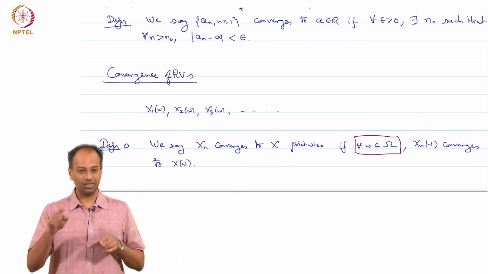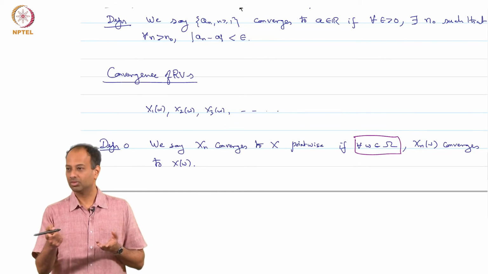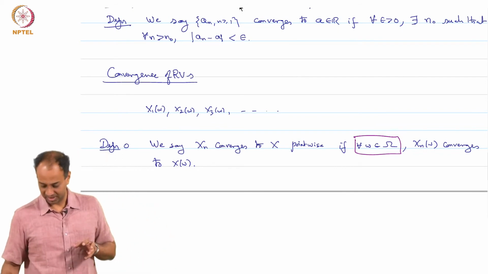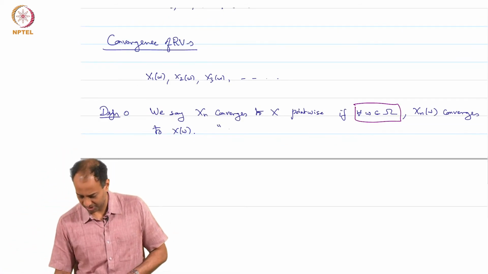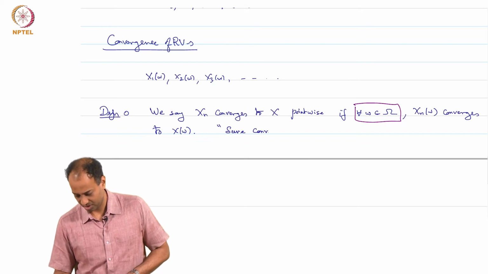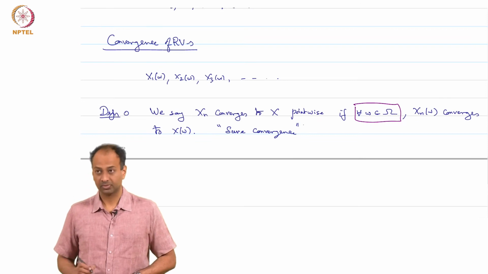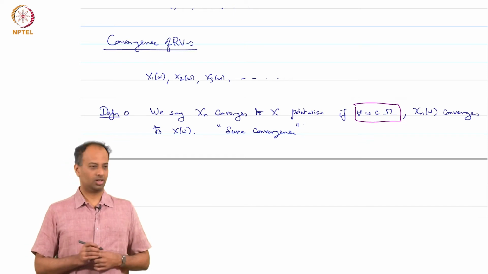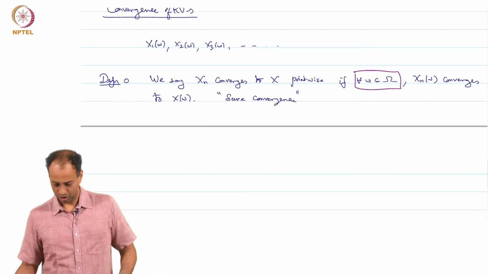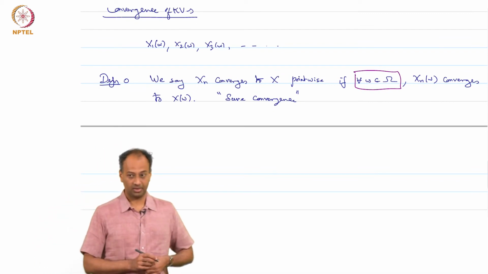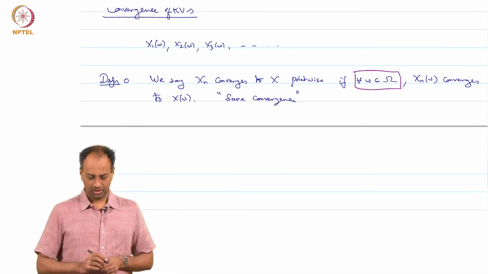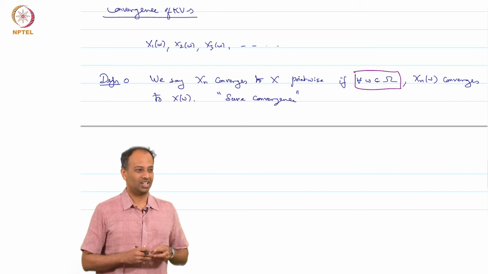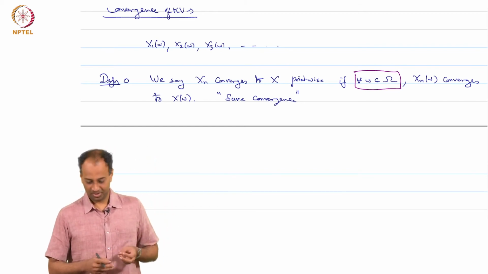So, x n of omega converging to x of omega you already know, because it is a sequence of real numbers converging to another real number, which we have already defined. Now, this pointwise convergence is also known as sure convergence, which is often too strong a notion of convergence to be useful in probability theory. The reason that I called the first definition the 0th definition is because it is almost never encountered or used.